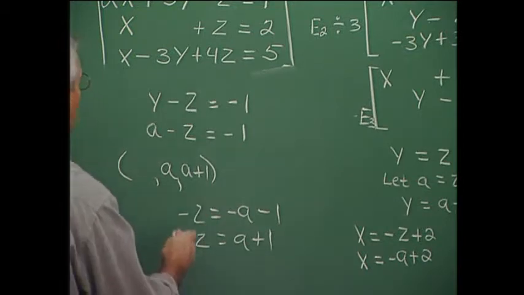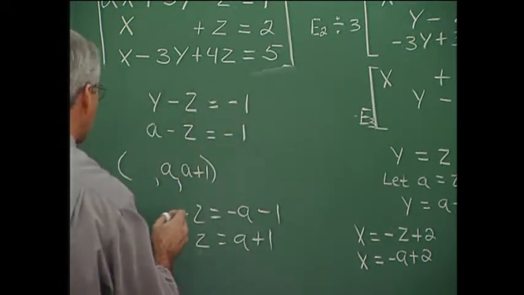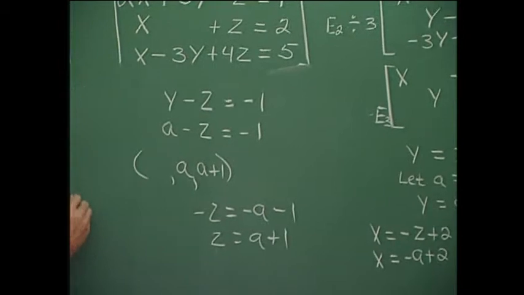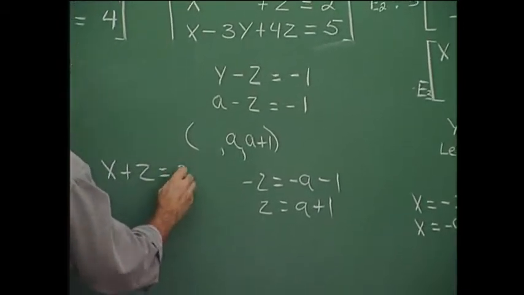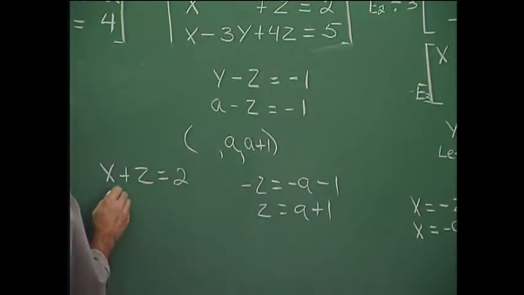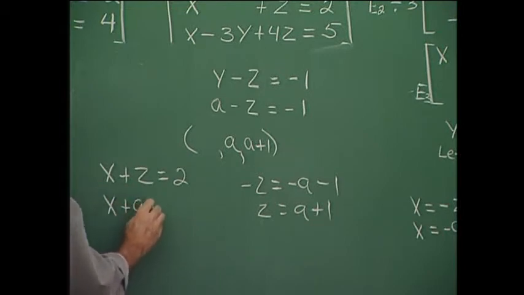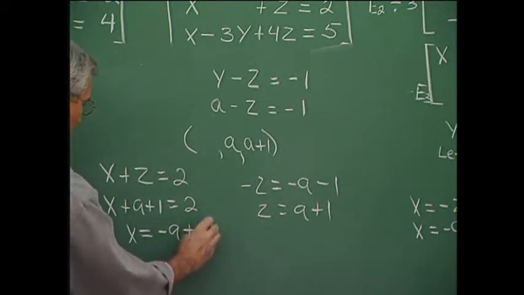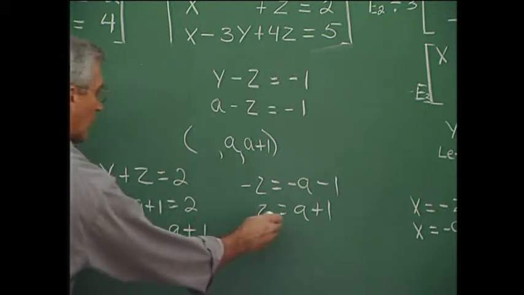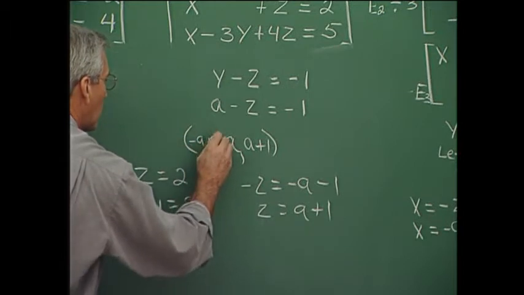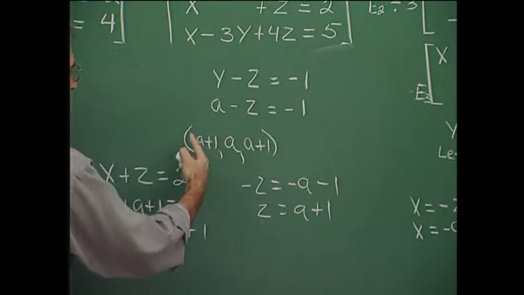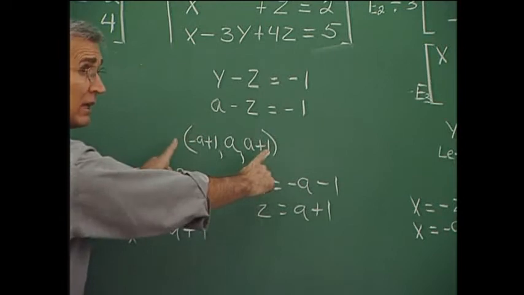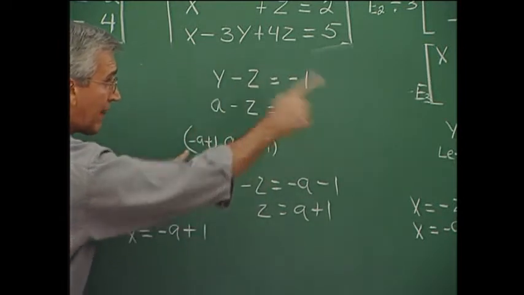Now, what's the first element? Well, we refer back to that other equation, x plus z equals 2, and z was A plus 1. So x then is minus A plus 1, you see? And so we have minus A plus 1 here for the first item in the ordered triplet. So here's a way of representing the ordered triplet, and that was another way.